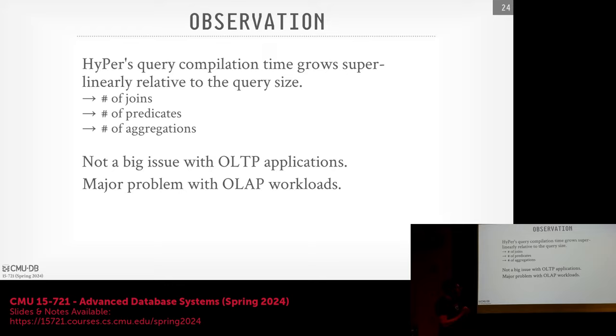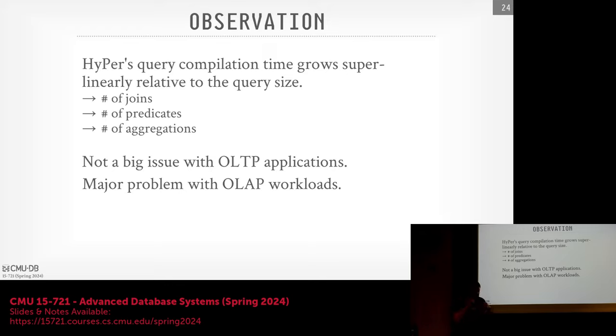In the case of Hyper, they observe that the compilation time of a query is going to grow super linearly relative to the complexity of the query. So not so much how much data you're accessing. It's what is in the actual query, like the number of joins, the aggregations, the predicates, the where clause, and so forth. For OLTP, not that big of a deal, because most applications will be running almost the exact same queries over and over again, maybe just parameterized, and the data systems can automatically convert them to prepared statements. So we can compile it once and reuse it. OLAP queries, as I said, if we've never seen the query before, then this is going to be a problem.